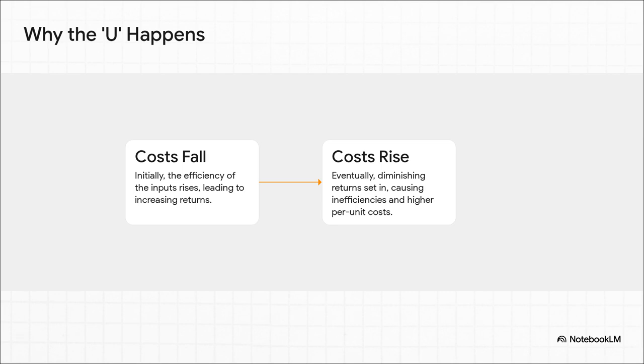At first, when you hire your first few workers, they can specialize. One person is on the dough, another is on the sauce, a third is at the oven. You get really efficient, and your average cost per pizza goes down. That's the left side of the U.